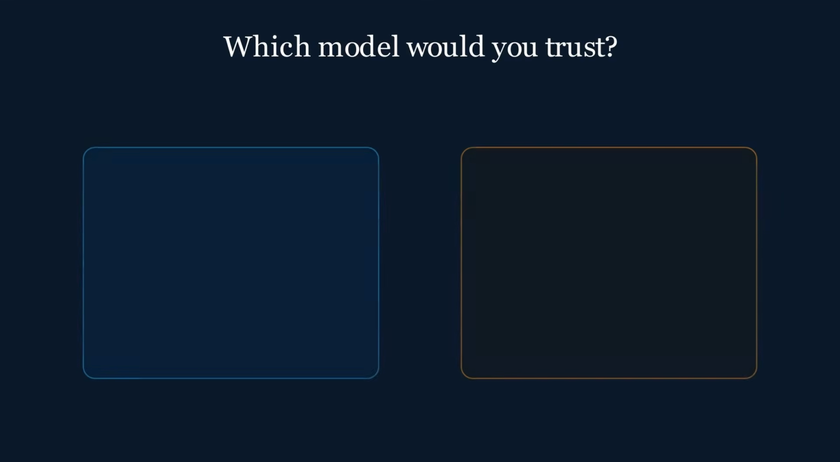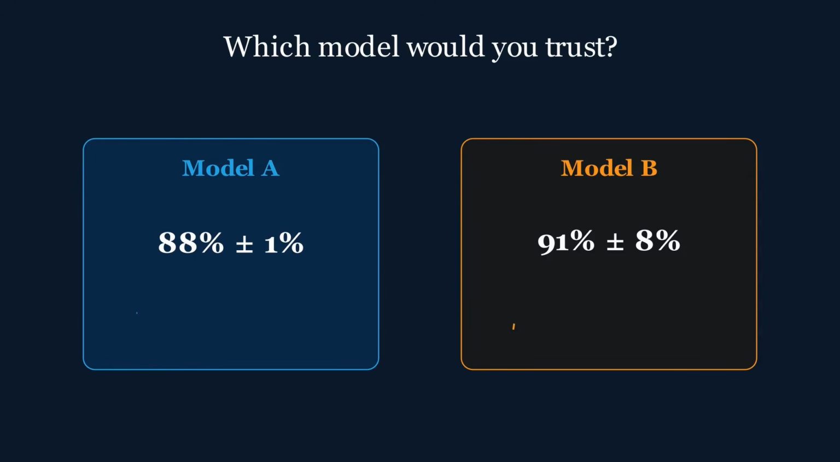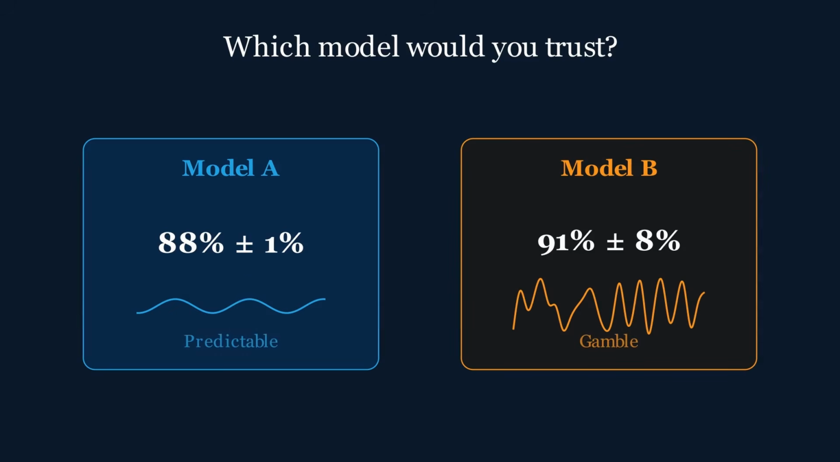And here is the professional insight that separates beginners from experienced practitioners. The standard deviation matters more than the mean. A model that scores 88 plus or minus 1% is far more trustworthy than a model that scores 91% plus or minus 8%. The first model is predictable, the second is a gamble. In production, predictability wins every time.